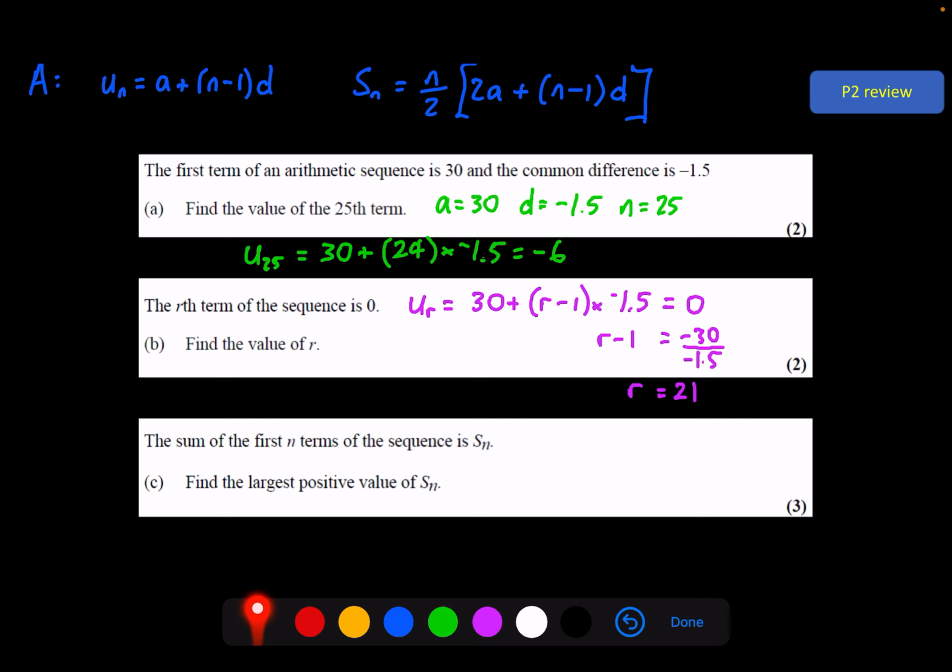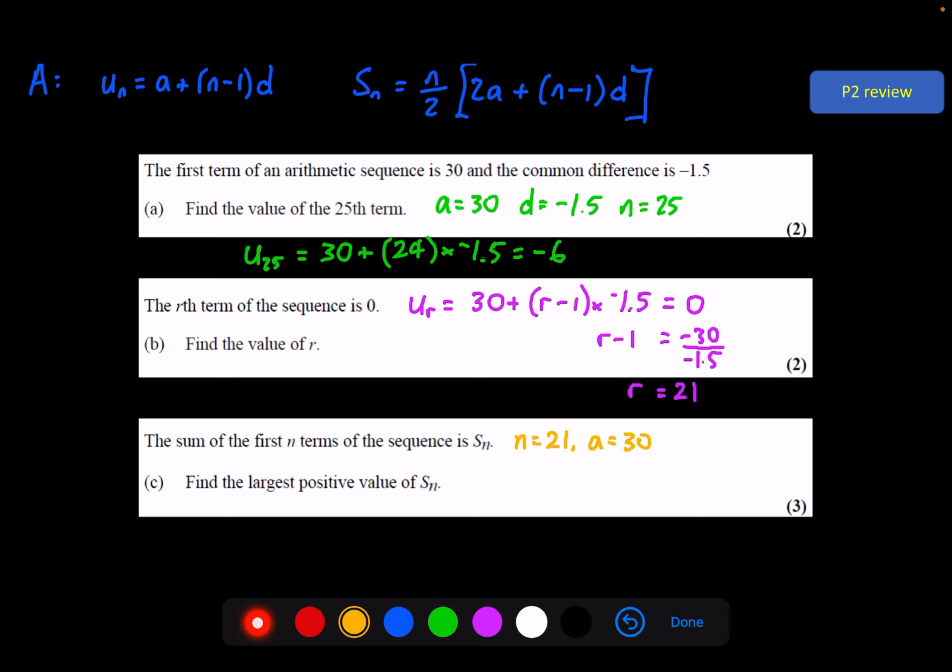So the largest positive value of the sum will be at this point here, where we start going from adding positive numbers before this to adding negative numbers after this. So I'm going to use r is equal to 21. That's where we add our 0, because everything after that will make the sum smaller. You could use r is equal to 20, because adding 0 itself doesn't make any difference. So I'm going to use n is equal to 21.